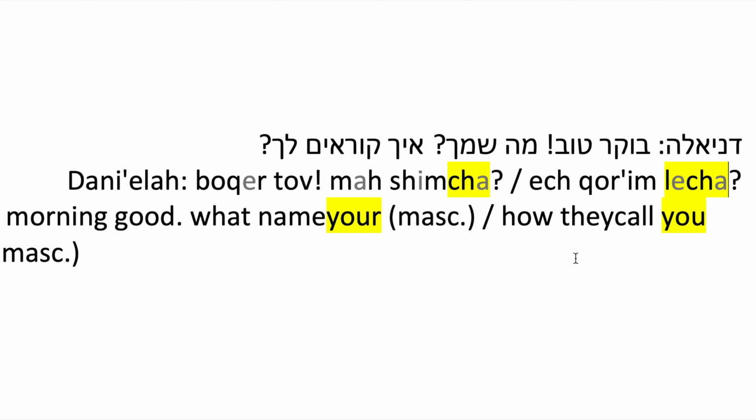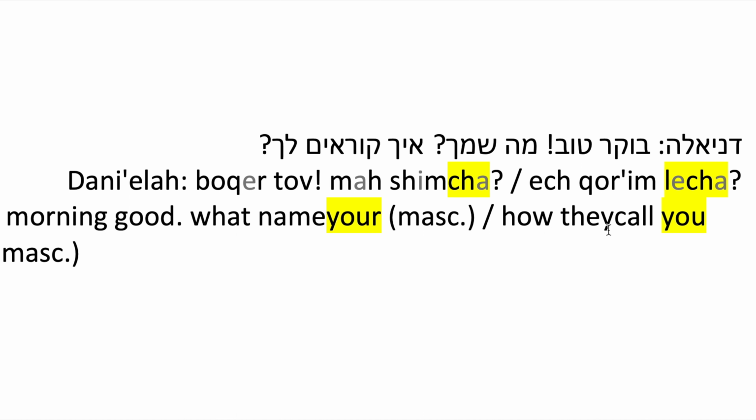So this is an object pronoun. The second person "you," in the sense of "you are here," is a different word. So you have to know the difference between a subject and an object of a sentence. Okay, so Boker Tov is good morning. Ma shimcha is the formal way of asking for a male's name, and ech korim lecha is a little bit more informal, the more casual way.